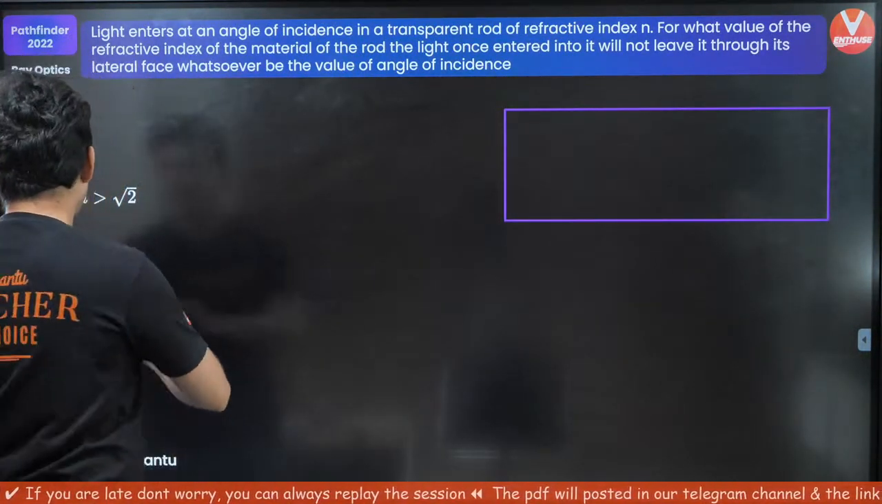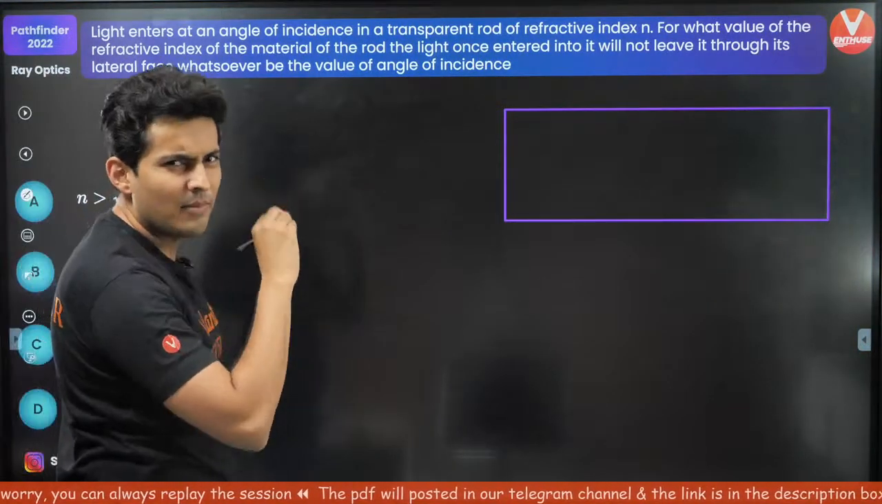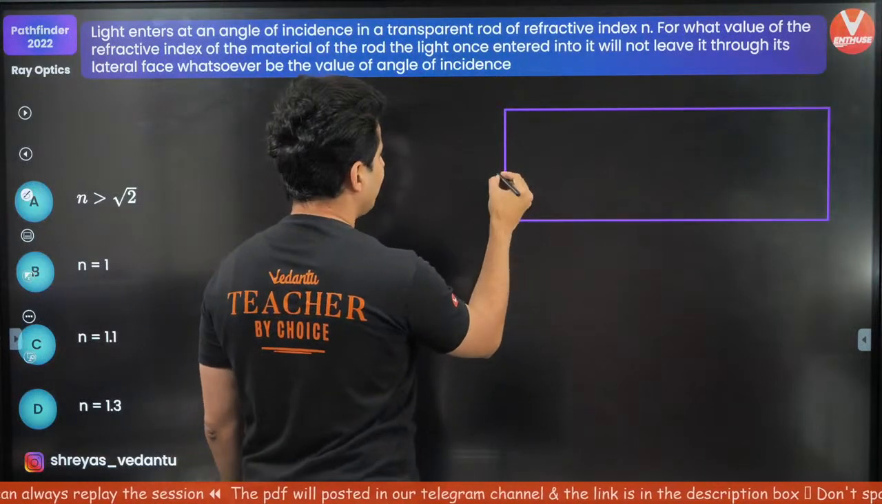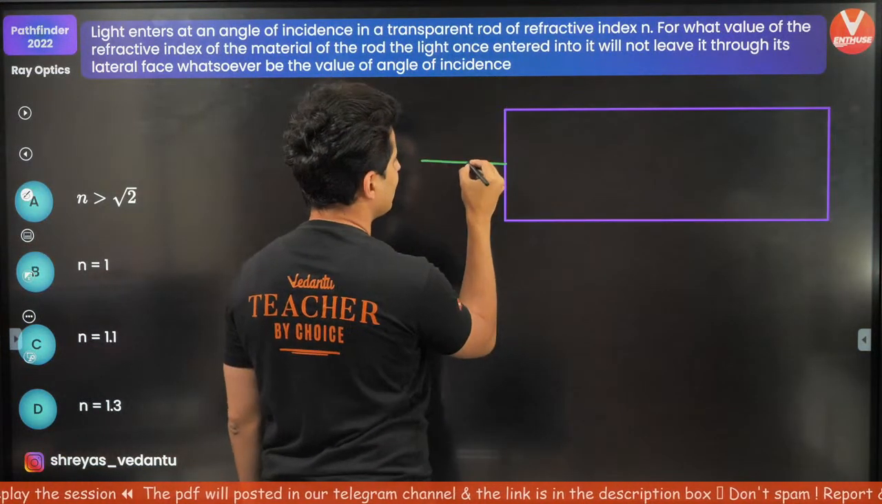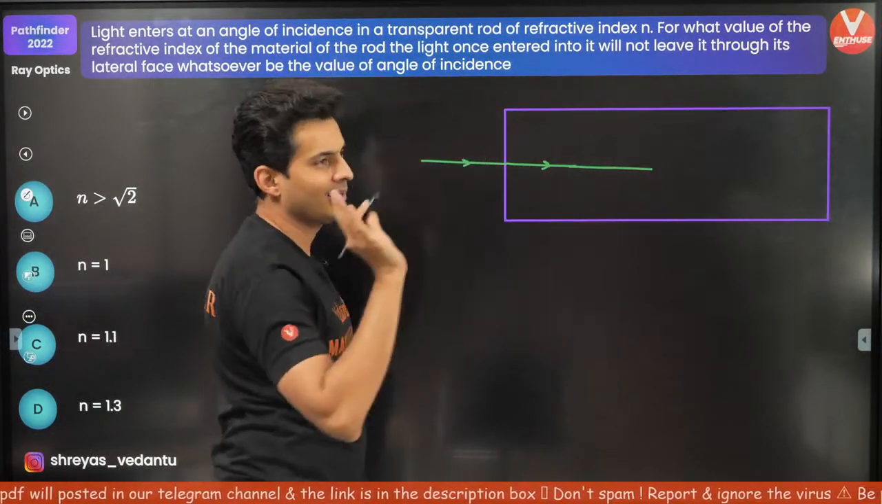Let's draw it and let's think what must be happening. See, imagine a light ray which just falls like this. It will go like that. There is no problem for this light ray.